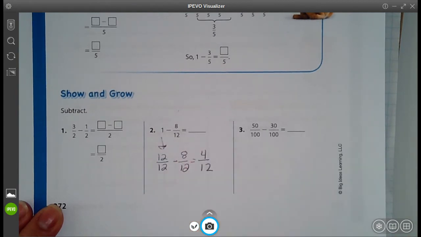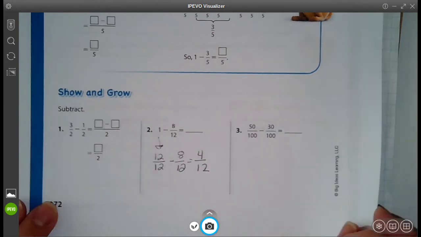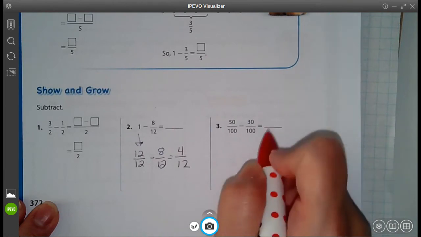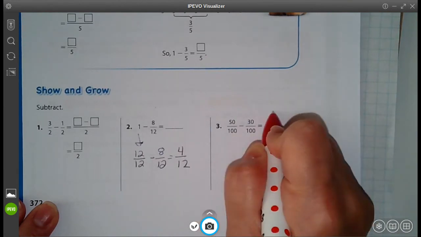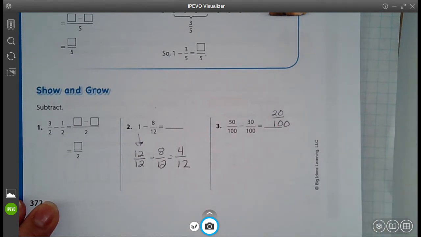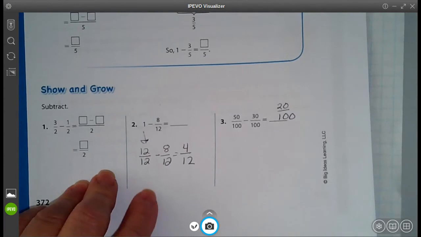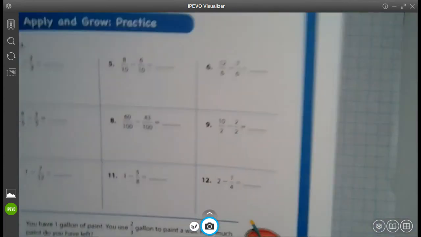Okay. All right, let's move on to number 3. 50/100 minus 30/100 equals, well, 50 minus 30 equals 20. And you put that over 100. 20/100. All right, let's see what we have on the next page.